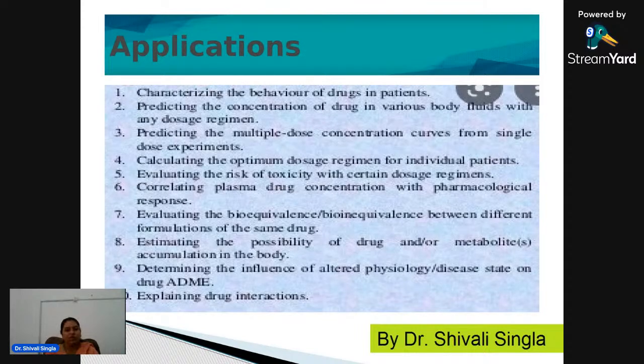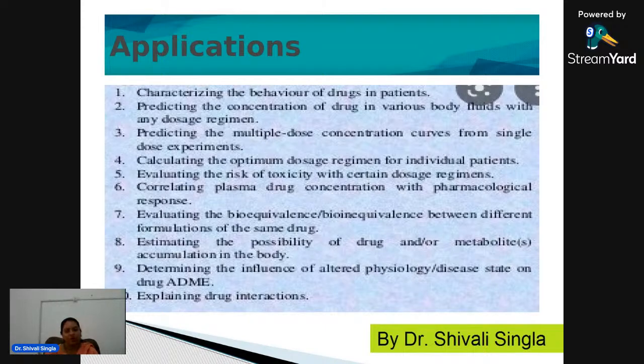This was all about compartment modeling. Here, the conclusion for compartment modeling is that mainly three models are used: one compartment, two compartment, and multiple compartment models. Out of these, the one compartment model is mostly used because it is simple. Because the body is assumed as a single compartment, parameter calculation is easy.